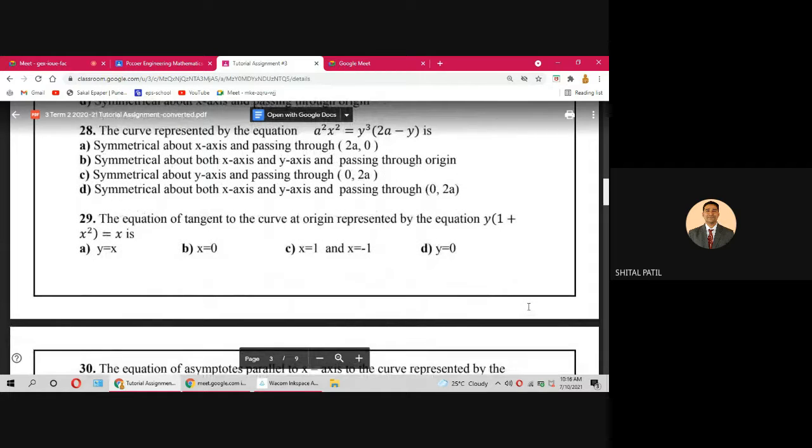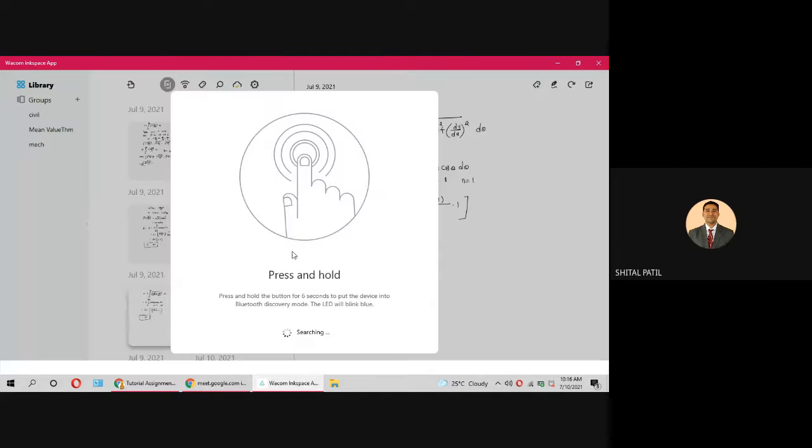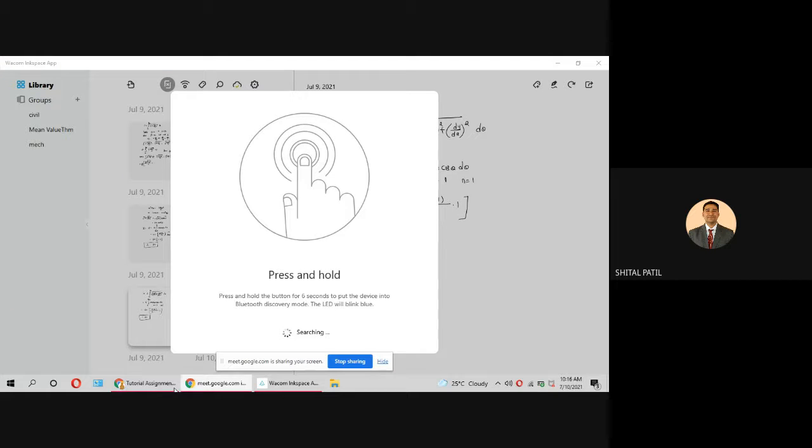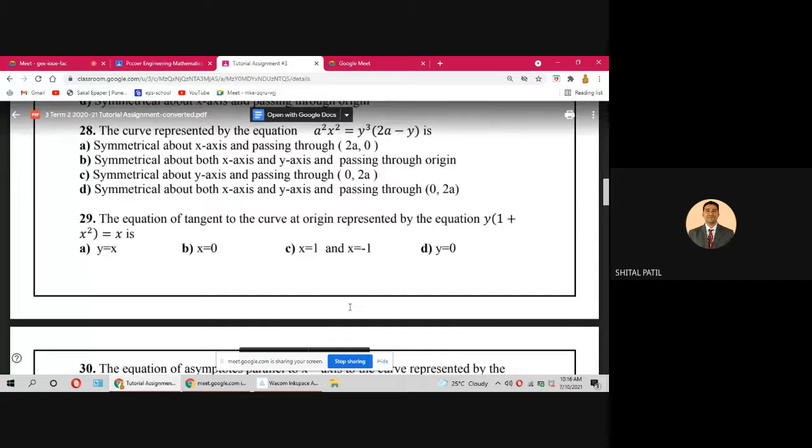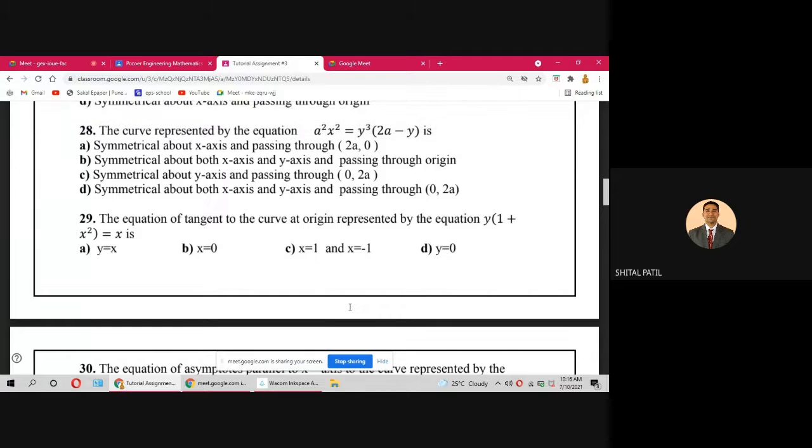Question number 29. The equation of tangent to the curve at origin. Okay, you write. For me, I think let me check once. Nothing has happened for now. Maybe this will not connect. So what should be done? You write with me. Write as I speak.